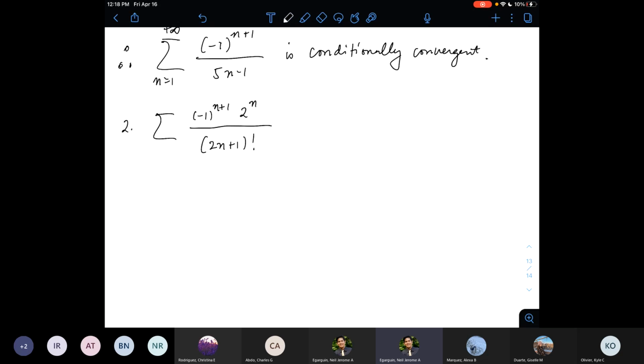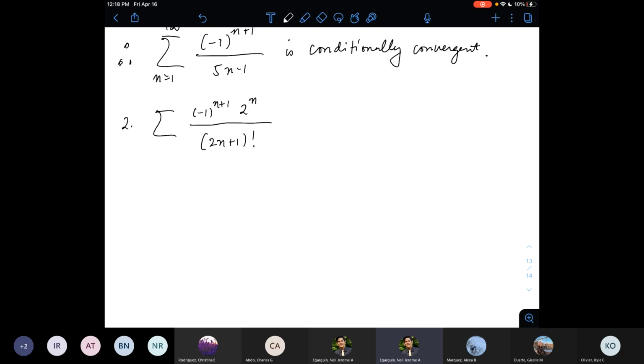The index doesn't matter here, but let's try this one. Now, the thing here is that my earlier approach might not be helpful here because I have factorials, I have 2 to the n. Seeing if this will be decreasing would be difficult. But what I can do here is to try to test for absolute convergence right away. So this is another approach. You can test for absolute convergence right away, because if it is absolutely convergent, then automatically it's convergent.